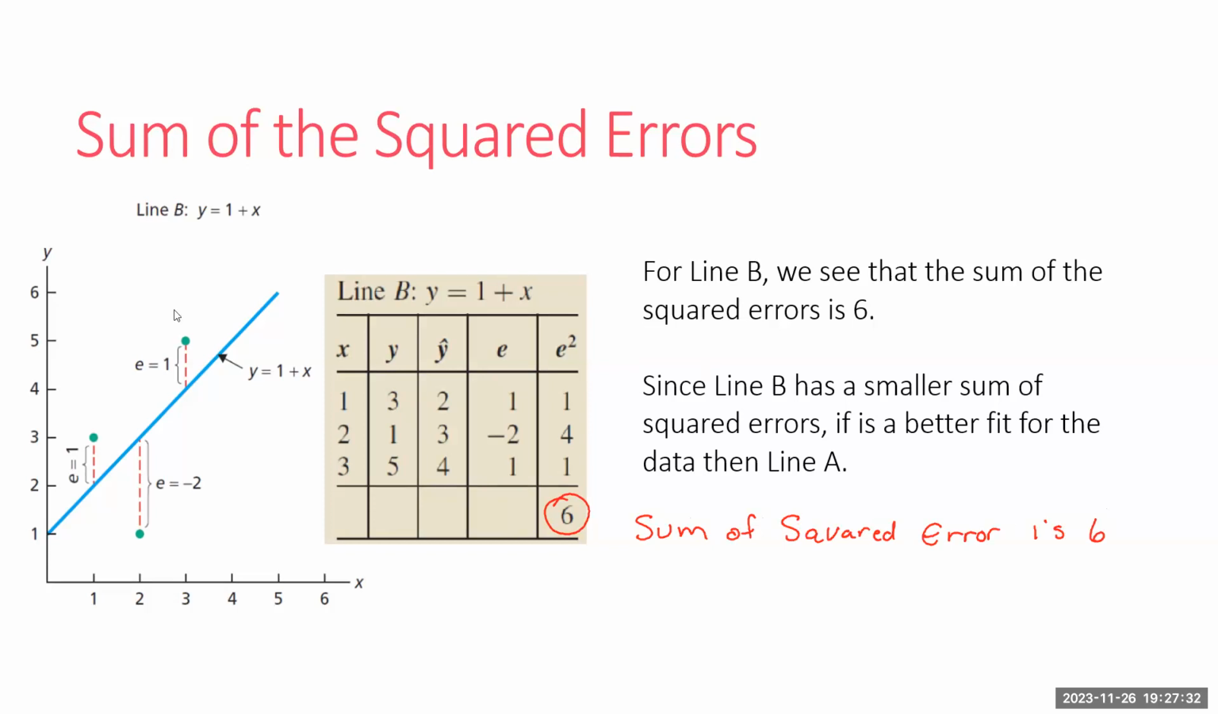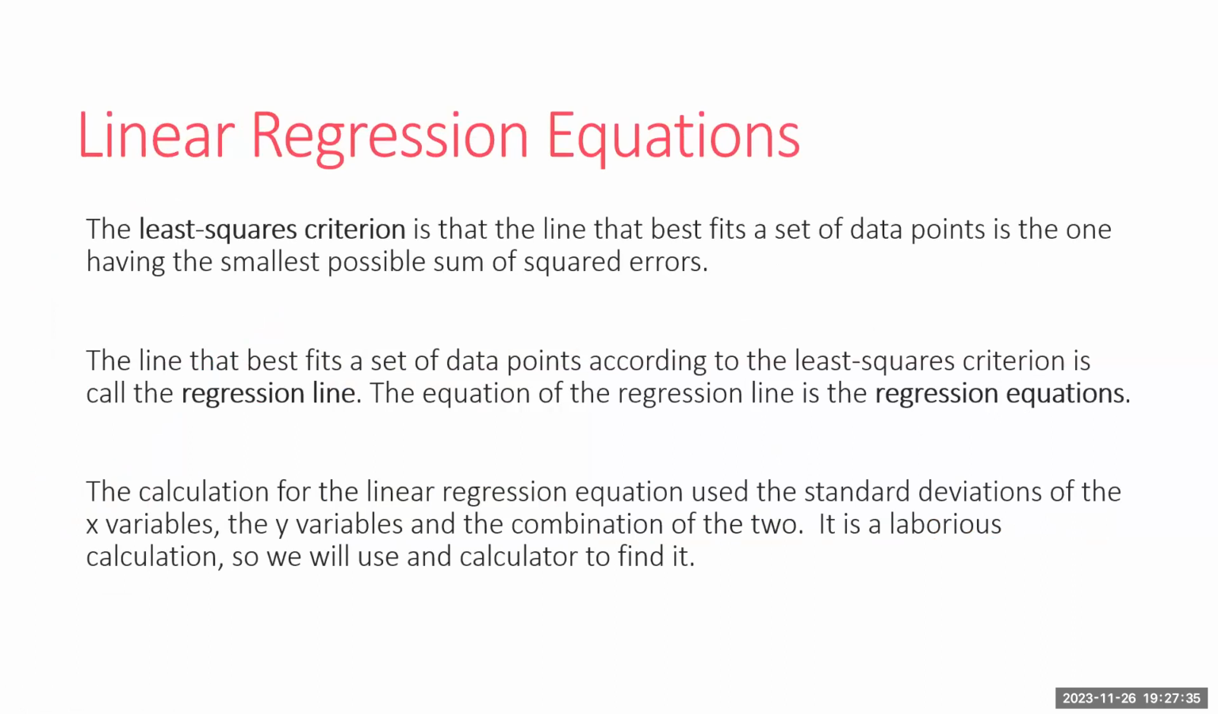So ultimately, how we decide on our best line: the line of best fit leads us into what we call the least squares criterion. The least squares criterion is that the line that best fits the data is the one that has the smallest possible sum of squared errors. Like I said, out of the last two lines, line B had a smaller sum of squared errors. It was a better line of fit, but wasn't necessarily the best line of fit.